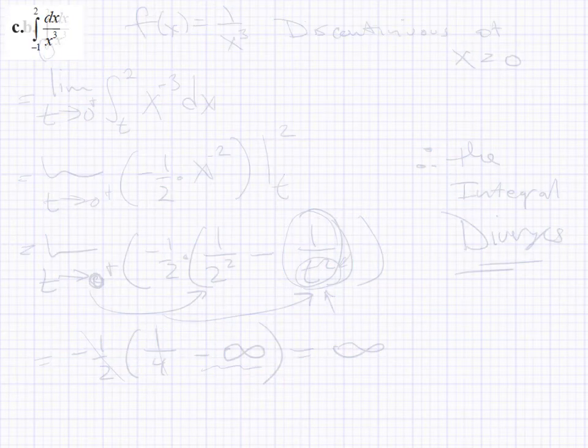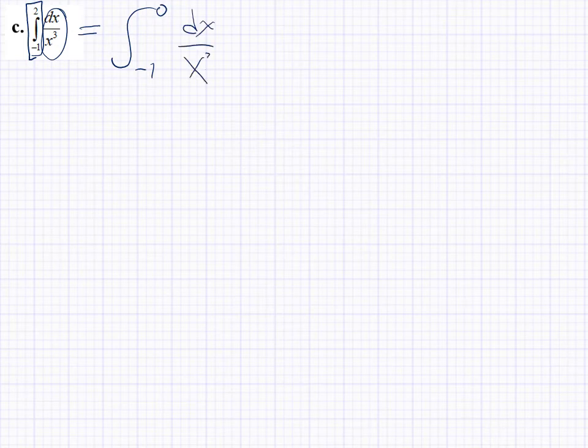Okay. Now let's look at this one. It looks very similar to the last integral. The only difference is the interval in which we're integrating. In this case, -1 to 2, 0 is inside that interval. 0 is the problem for the function. But it's not on the end of the interval, it's inside. So first thing I'm going to do is split it at that discontinuity, which is 0. So I'm going to go -1 to 0 of dx over x cubed plus 0 to 2 of dx over x cubed.